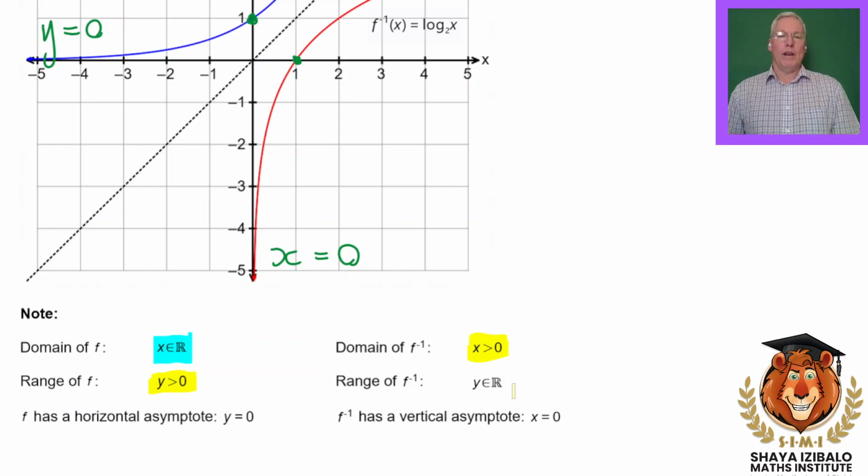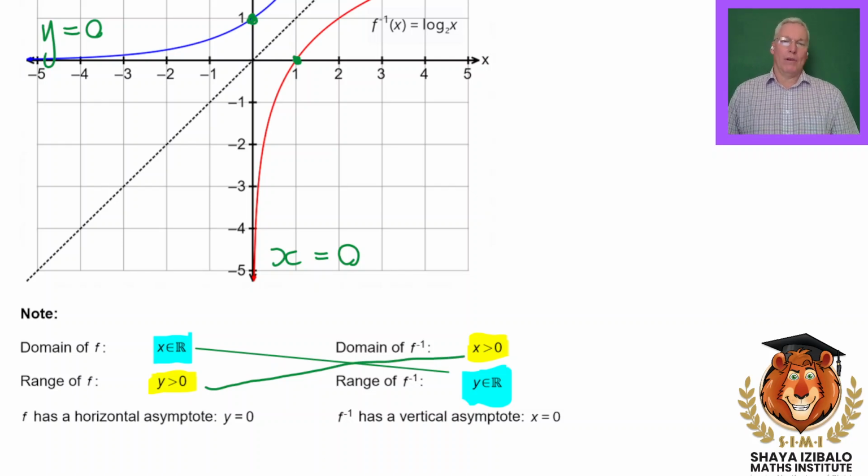What about the range of this red graph, the inverse? How far up and down does it go? It goes everywhere. We say that y can be any number. y is an element of the real numbers. What we want to reinforce here is that this becomes that. The domain of the function is the range of the inverse, and the range of the function is the domain of the inverse. And obviously the function has got a horizontal asymptote and the inverse has got a vertical asymptote.